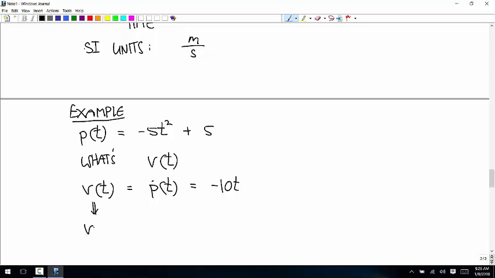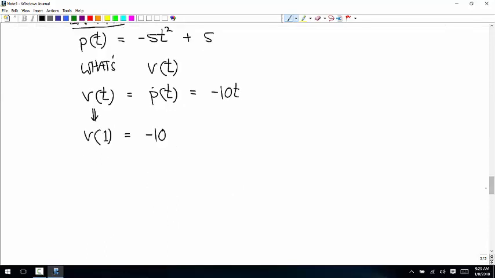Based on this, we could say the velocity at time equals 1 second is equal to negative 10. The velocity at 5 seconds is equal to negative 50.